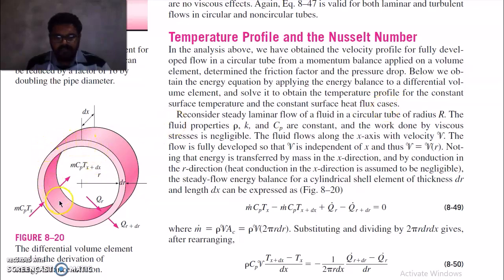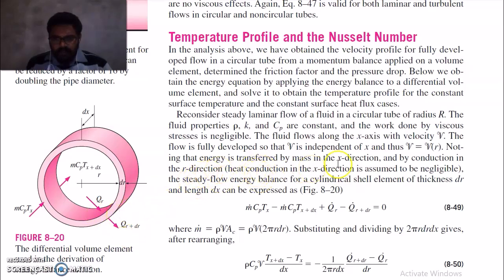So this is your differential volume element with thickness dr. This is dx in the flow direction. So this is the mass rate, or you can say m Cp T at x, flowing in this direction. This is the outflow from that direction, m Cp T at x plus dx, where Qr is the heat conduction at thickness dr and Qr plus dr is your heat outflow from this thickness.